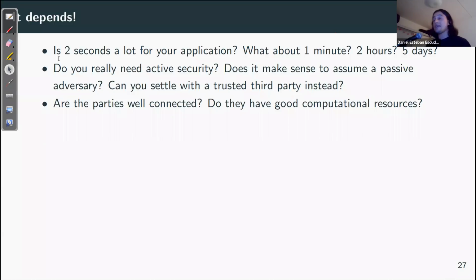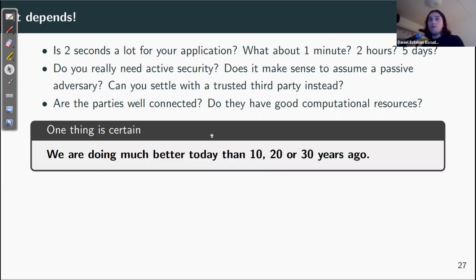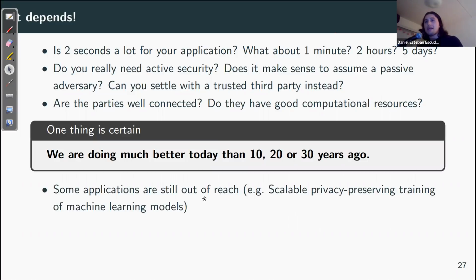Are the parties well connected? This is a lot of interaction. If one guy is in India, the other guy in England, and the other guy in the US, it's going to be much more difficult to get an MPC protocol to run effectively. So all these things make it very hard to give a concrete answer. All I can say for sure is that we're doing much better today than 10, 20, or 30 years ago. And some applications, unfortunately, are still out of reach.